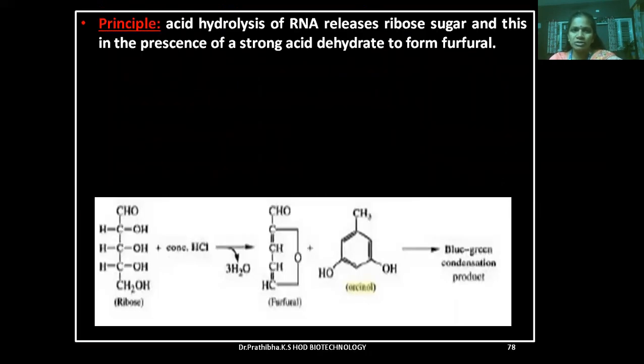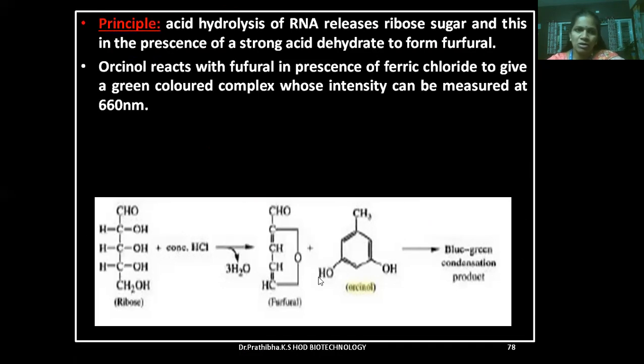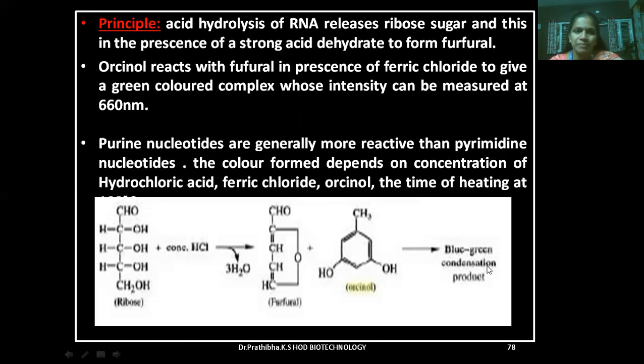Now let us go through the principle behind this experiment. Acid hydrolysis of RNA releases ribose sugar, and this in the presence of a strong acid dehydrates to form furfural. Orcinol reacts with furfural in the presence of ferric chloride to give a green colored or blue-green colored complex whose intensity can be measured at 660 nanometer.